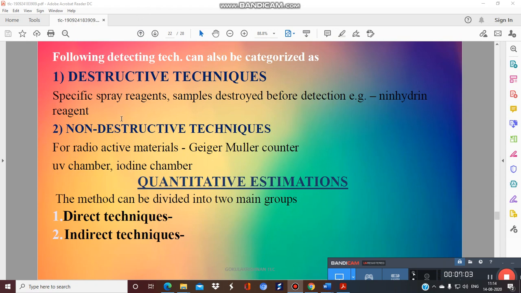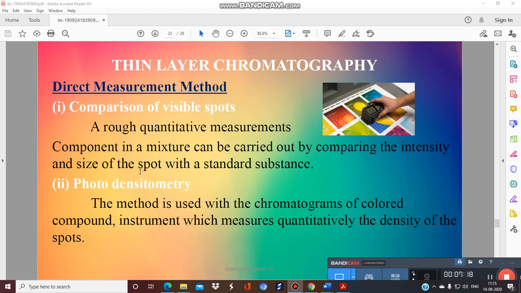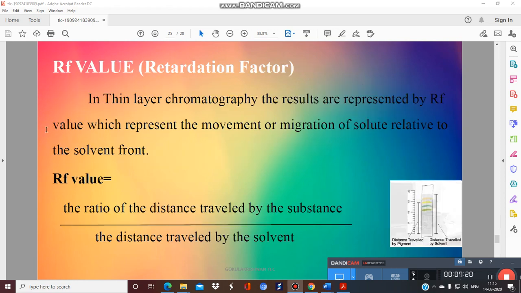Just see here, non-destructive means, for example, an iodine chamber. This will not destroy your TLC plate; your TLC plate will remain fine. The destructive method will destroy your TLC plate, and after that you will not be able to reuse that plate. And finally you will calculate the RF value. The RF value is nothing but the distance traveled by the substance divided by the distance traveled by the solvent. So in this way, you will obtain the RF value of each and every compound.